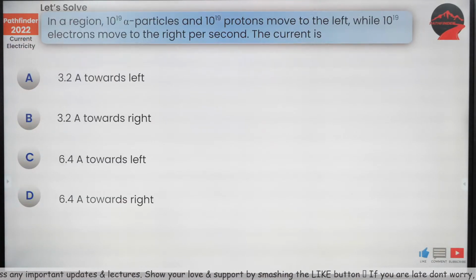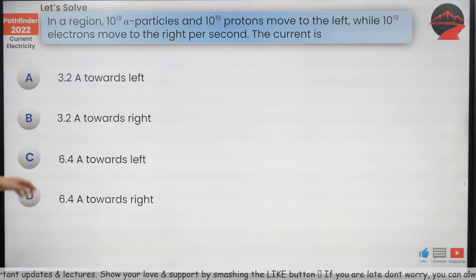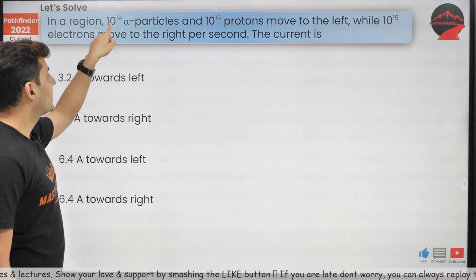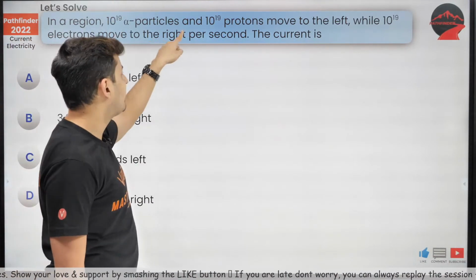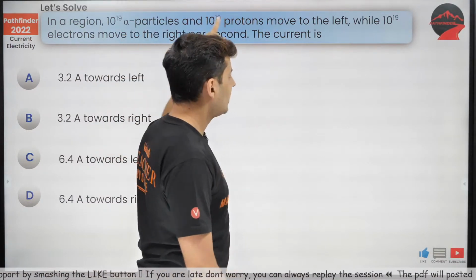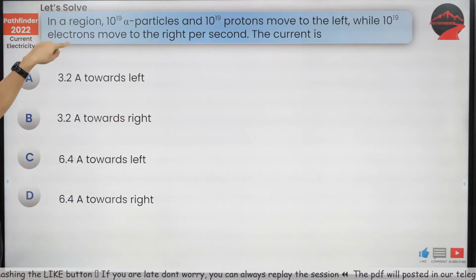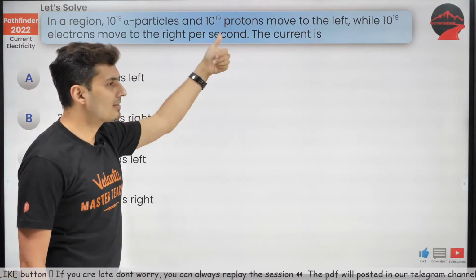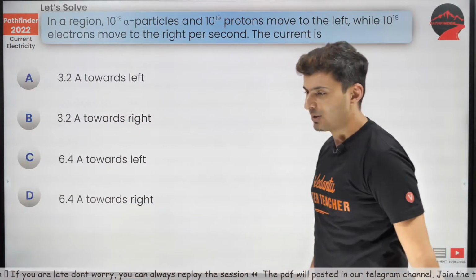Okay, option D is correct. Next question coming up on your screen. In a region, 10 to the power 19 alpha particles and 10 to the power 19 protons move to the left. 10 to the power 19 electrons move to the right. What is the current? Interesting question. Let's see how many of you can get this.